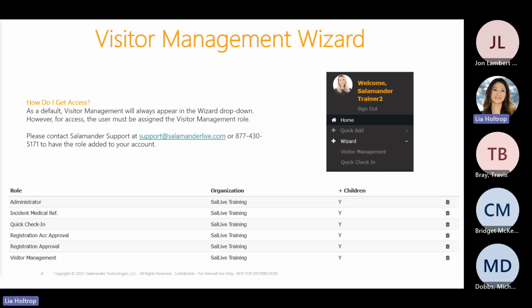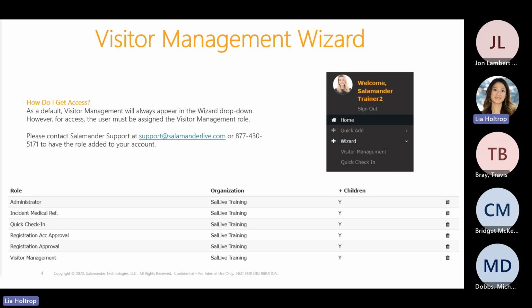So how do you get access to this tool? As a default, if you log into Salamander Live and you look under the wizard dropdown, you'll notice that the Visitor Management Wizard is listed. So this will appear there by default. However, for access, the user has to be assigned the visitor management role. So under their security user account, they have to be assigned the specific role that allows them to click on this and access that wizard.